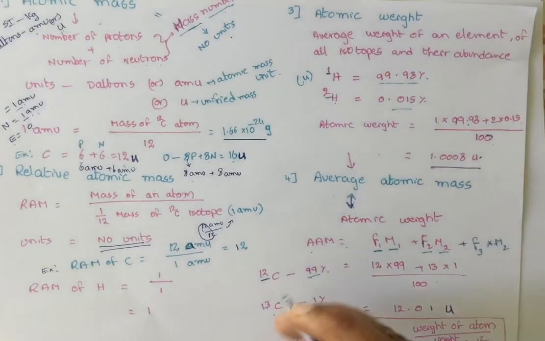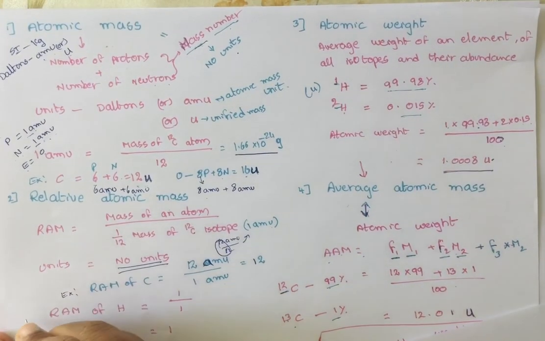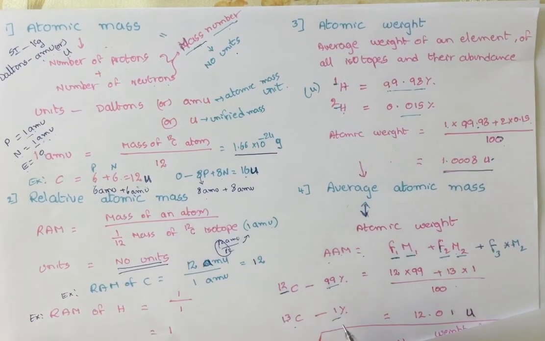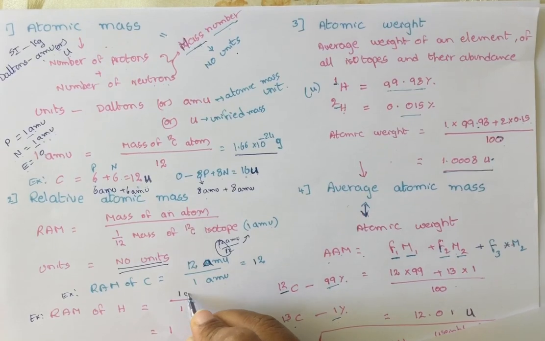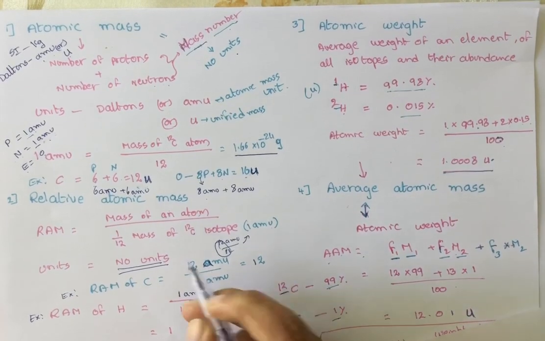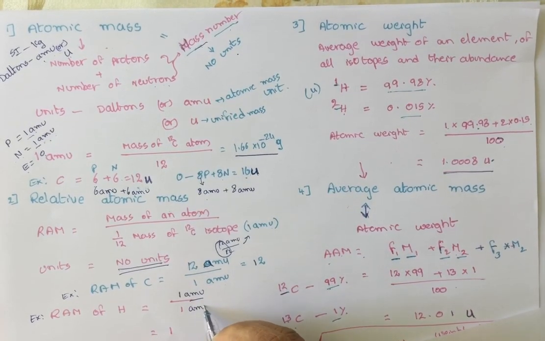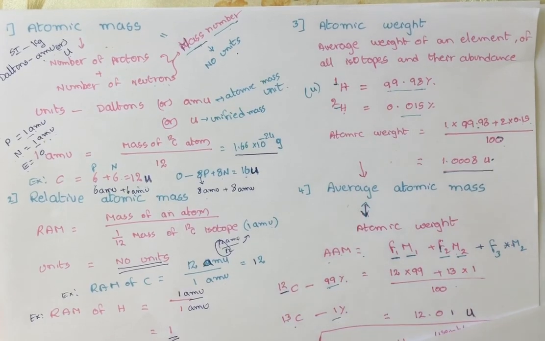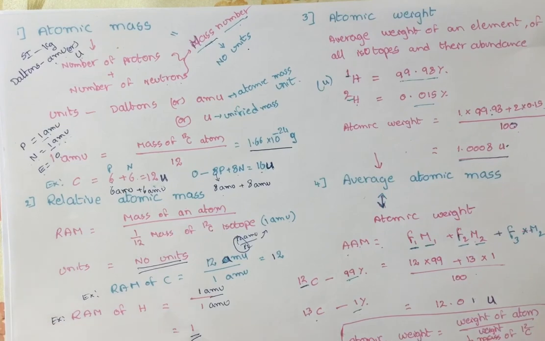Similarly, one more example. I took hydrogen here. The atomic mass of hydrogen is 1 atomic mass unit, divided by 1 atomic mass unit, which equals 1. So the relative atomic mass of hydrogen is equal to 1. It's a number, it has no unit.